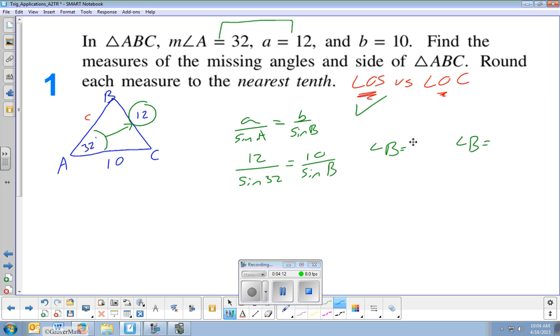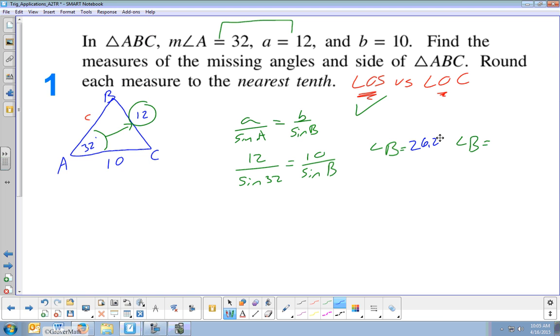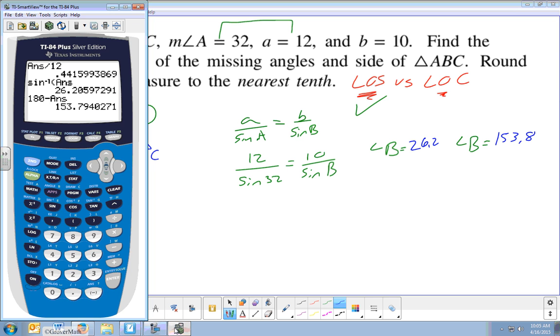So one option for angle B is 26.2, but because sine is ambiguous, it could be quadrant 2. I've got to figure out what my other quadrant answer would be, and it would be 153. So angle B could also be 153.8 if I round that properly. Let's see, 153.7 is 153.8.